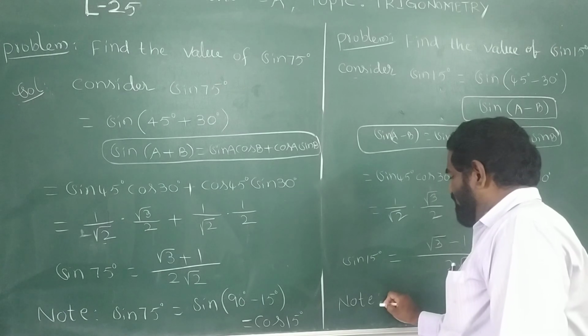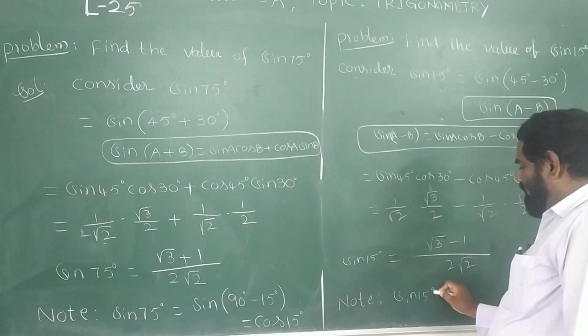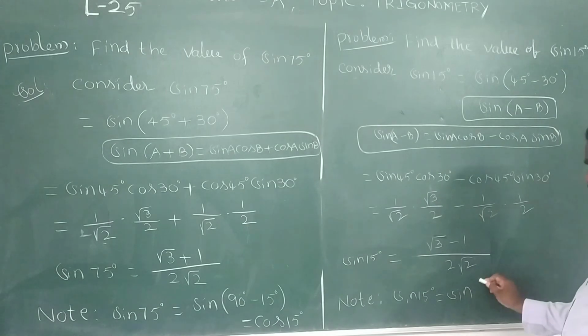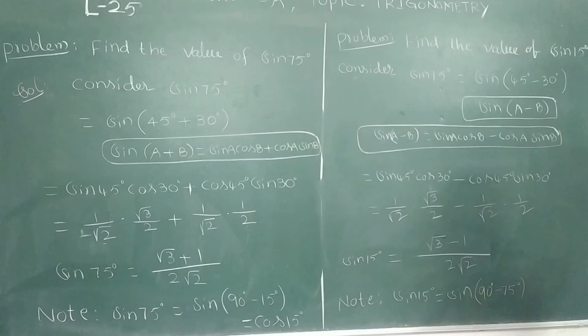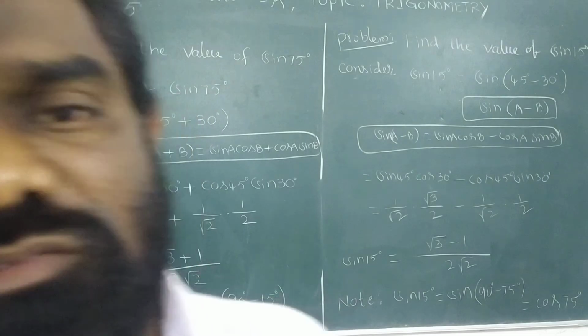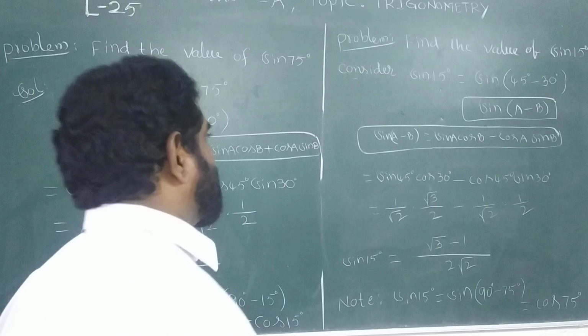Let us see a note condition. Sin 15 degrees can be written as sin of 90 minus 75 degrees. This is sin of 90 minus theta, which is cos theta. So sin 15 degrees value equals cos 75 degrees. Understand?